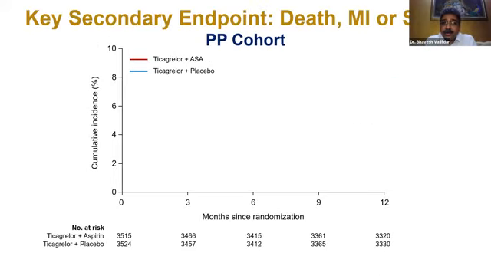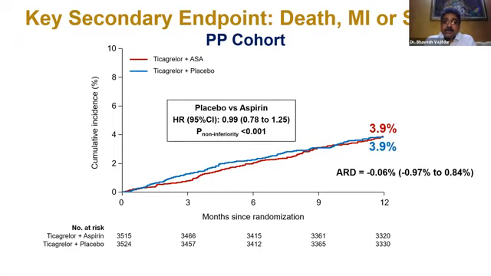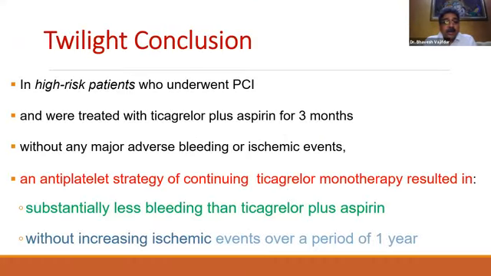Are the patients going to have more death, MI or stroke? Are they going to have more? No. So here the trial tells us that there was no difference in the two. That means you had less bleeding, but you did not have more complications of death, MI or stroke. So based on this trial, it suggested that at the end of 3 months, even if you have undergone a high-risk PTCA, it could be safe to drop aspirin and continue only ticagrelor for the next 12 months. So this is what they concluded, that the antiplatelet strategy of continuing ticagrelor monotherapy had less bleeding without increasing the ischemic events for a period of 1 year.